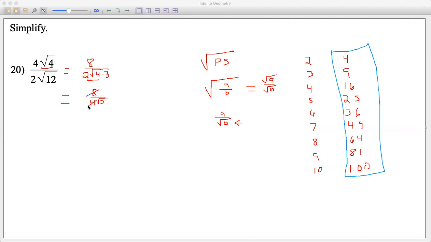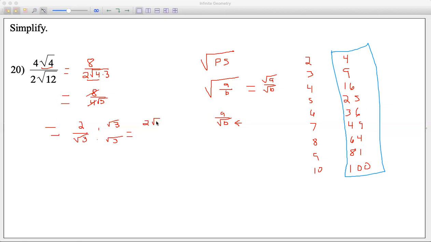We can cancel here, and that gives us what? 2 over root 3, still a problem. Can't have square roots in the denominator. So we simply multiply top and bottom by the thing that's giving us a problem. What's giving us a problem is the square root of 3. Final answer, 2 root 3.